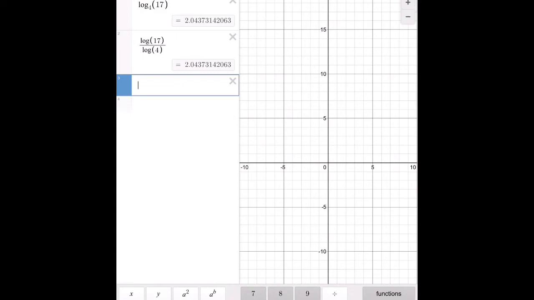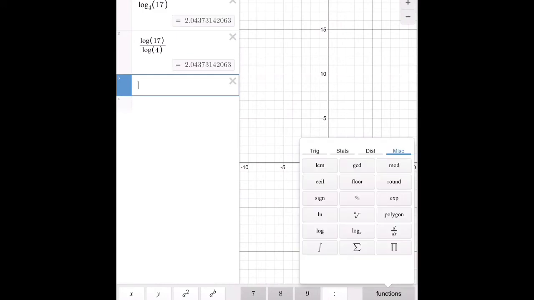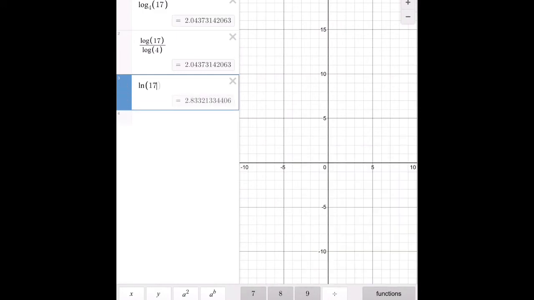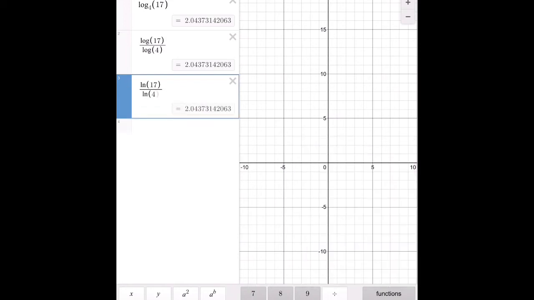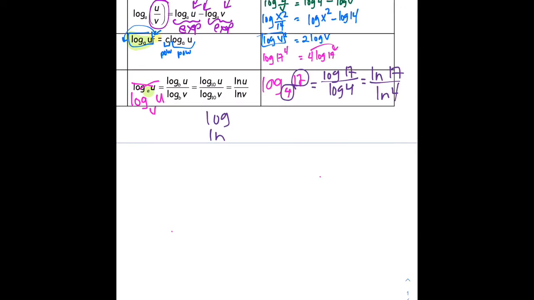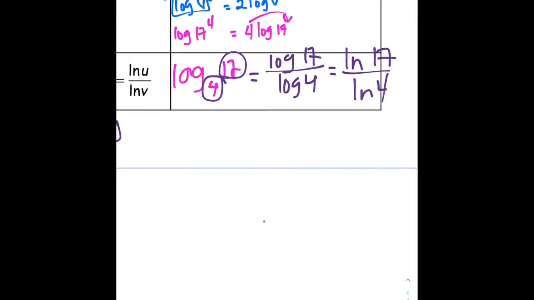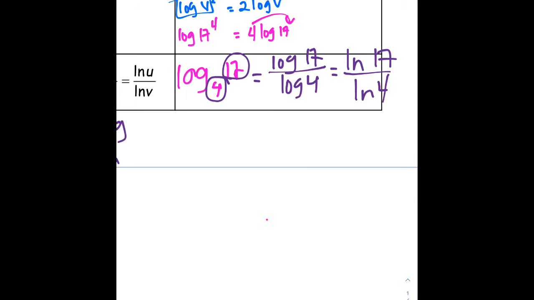You can also use the natural log. So if I did the natural log of 17, the number that is your value, and you divide it by the natural log of your base, those are all ratios that are equivalent. So that is where the change of base comes from. The log of 17 over the log of 4 is equivalent to the natural log of 17 over the natural log of 4. All three of these statements are equivalent.